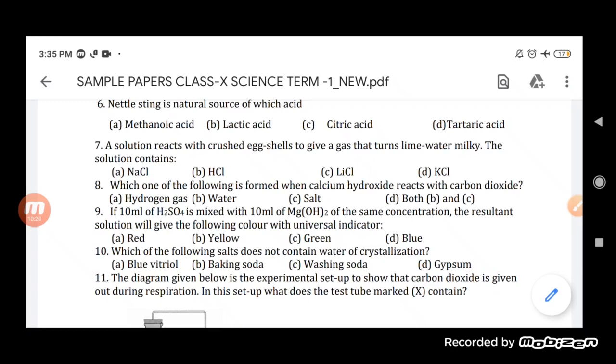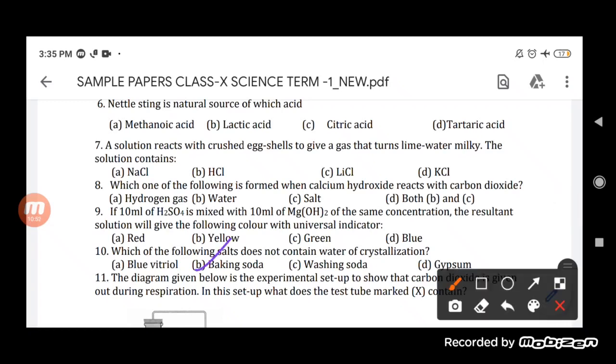We know its formula is CuSO4 dot 5H2O. Baking soda has the formula NaHCO3. Washing soda is Na2CO3 dot 10H2O. And gypsum is CaSO4 dot 2H2O. So out of the following, baking soda is the one which does not contain any water of crystallization. So baking soda will be the correct option.